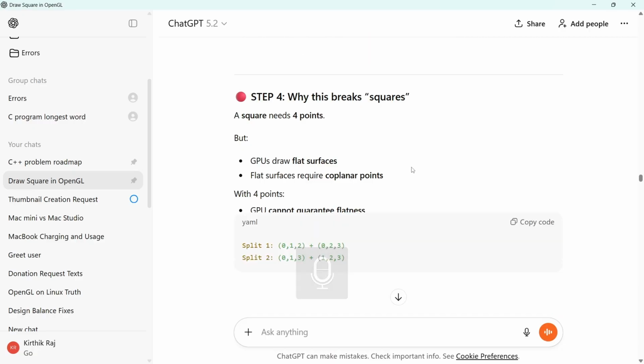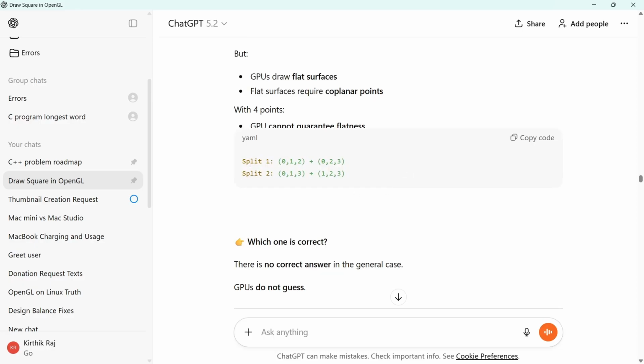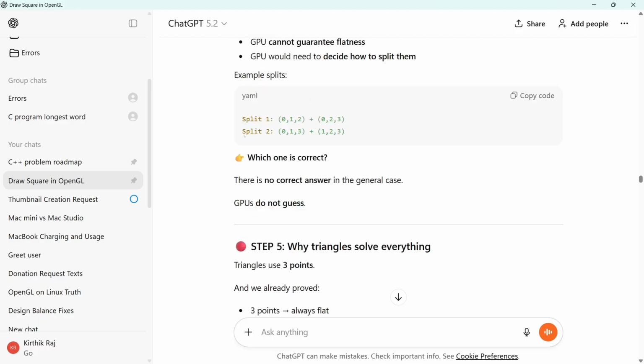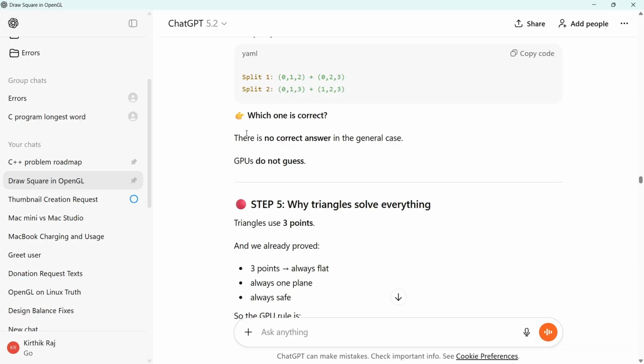Example splits. Why is it actually bugging here? Which one is right? There is no correct answer. We don't guess.